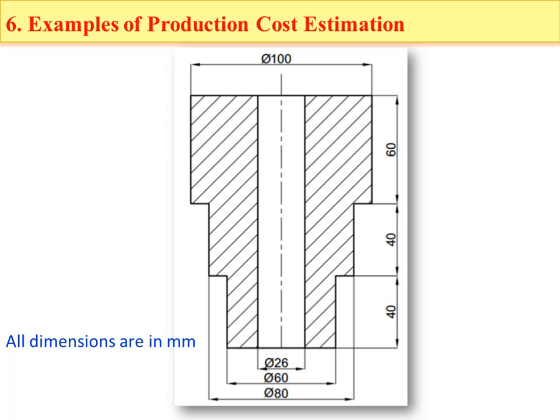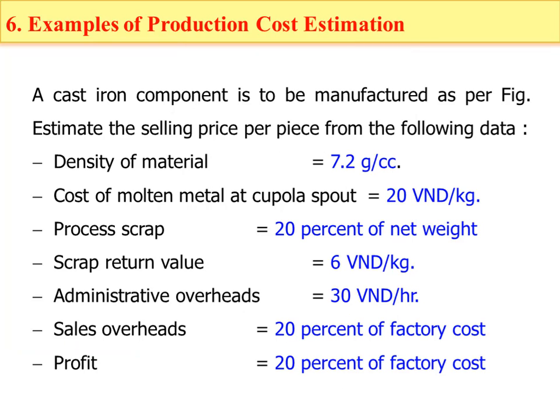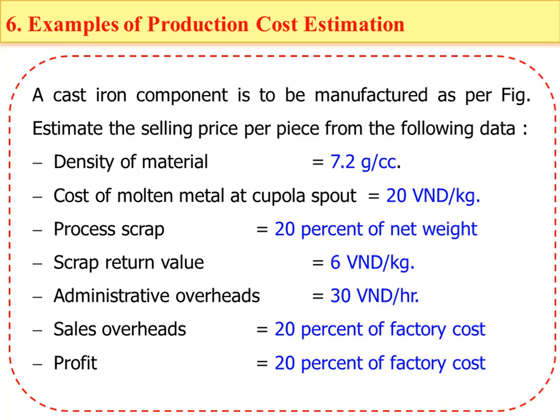equal to 7.2 gram per cc. The cost of metal is 20 Vietnam dong per kilogram. The scrap is 20% of net weight. The scrap return value is 6 Vietnam dong per kilogram. The administrative overhead is 30 Vietnam dong per hour. The sale overhead is 20% of factory cost, and the profit is 20% of factory cost as well.